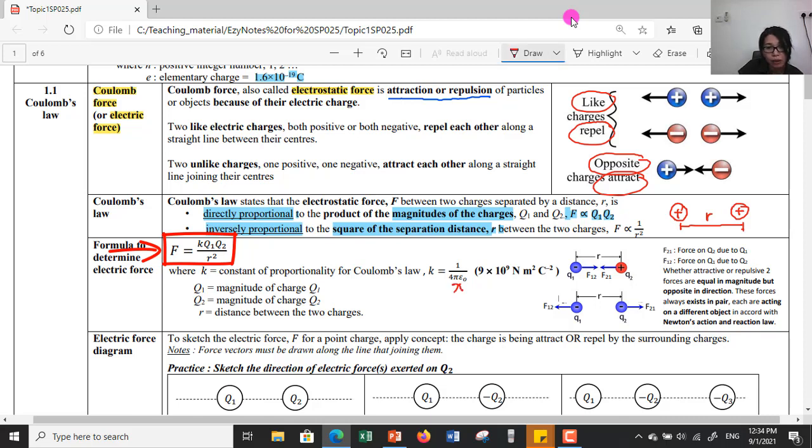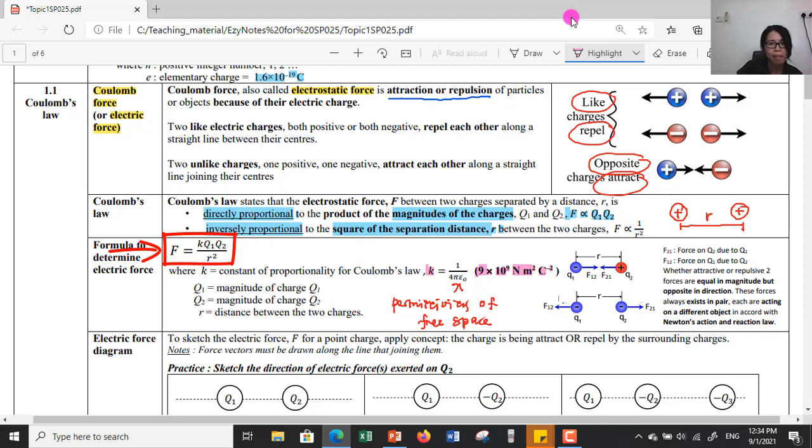This epsilon naught is what we call the permittivity of free space. So the value of k is given by 9 times 10 to the power of 9 Newton meter squared per Coulomb squared. Okay, so no need to memorize the value of k, it will be given in the list of constants.